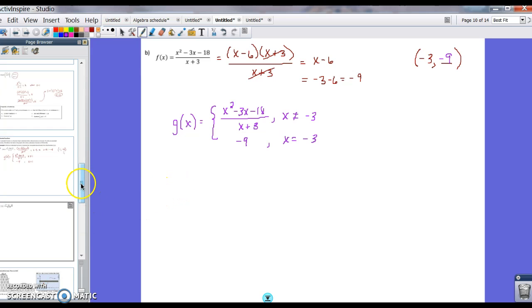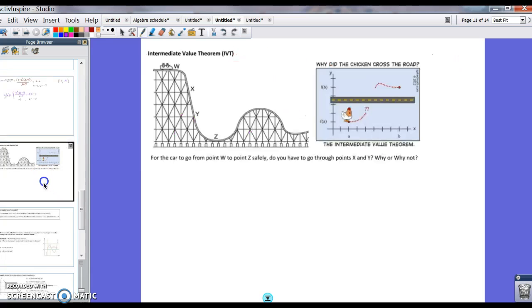The next thing I want to talk about is the idea of the intermediate value theorem. Sounds like it should be really complicated, but it's really not. Okay, so the intermediate value theorem, before we get into it, let's talk about this. If you're on a roller coaster, you're up here at W, do you agree that the only way to safely get to point Z is to pass through points X and Y? Right? My little car has to go down the track and pass through X and Y, doesn't it, to get to Z?